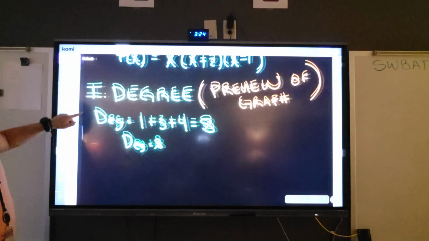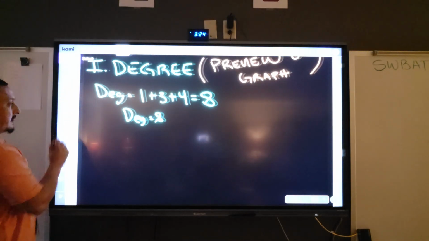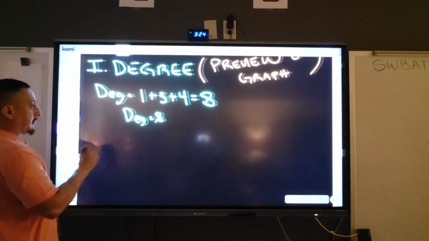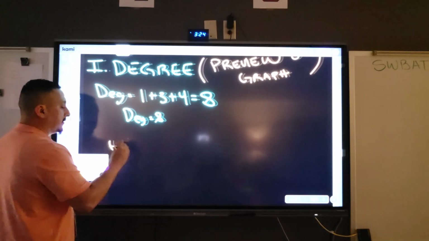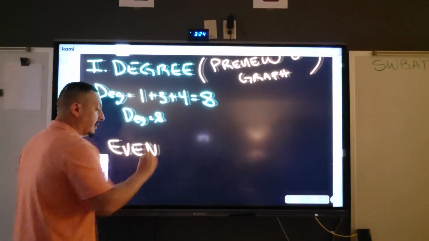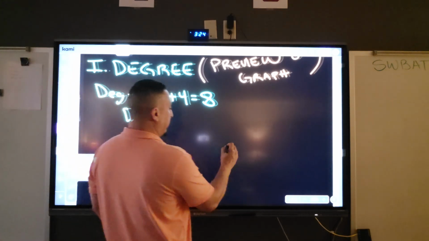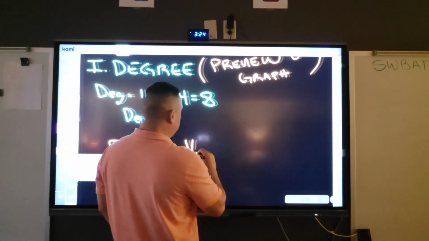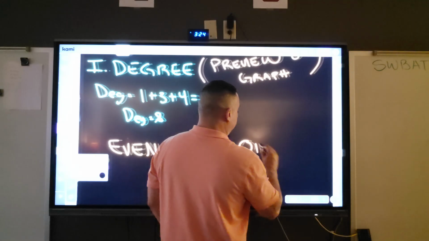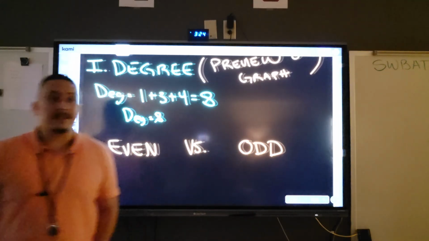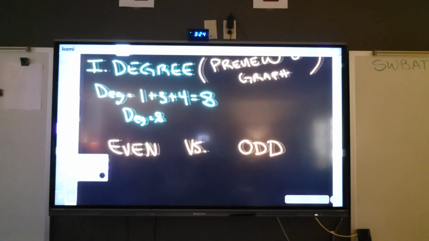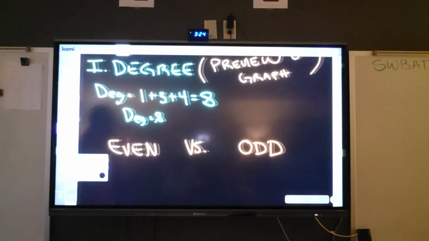Okay. Let's keep going. So what we're going to do now is we're going to compare even degree versus odd degree. I just showed you how to find the degree. We just add the powers. And I'm going to tell you what it looks like, why it matters. What does it do? Okay, so what's the difference between an even degree and an odd degree?